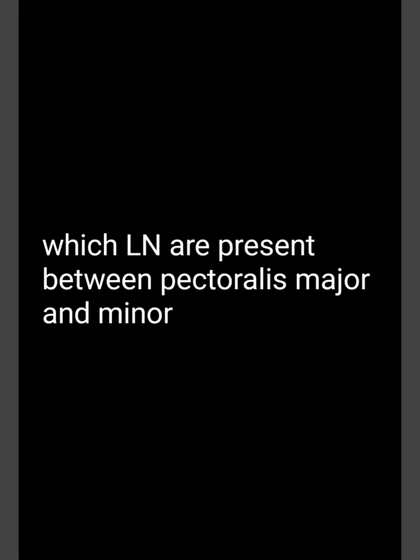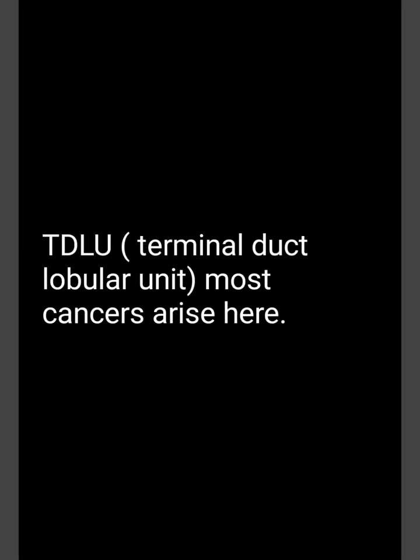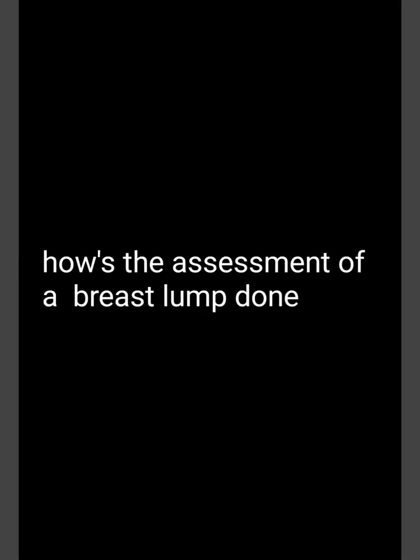Which lymph nodes are present between pectoralis major and minor? Rotter's lymph nodes. Functional unit of breast: TDLU, terminal duct lobular unit. Most cancers arise here.